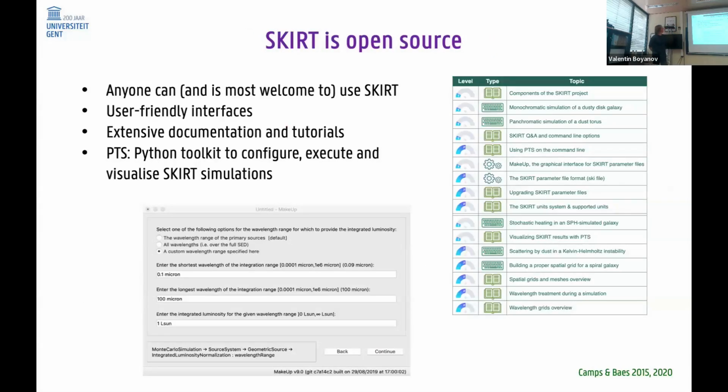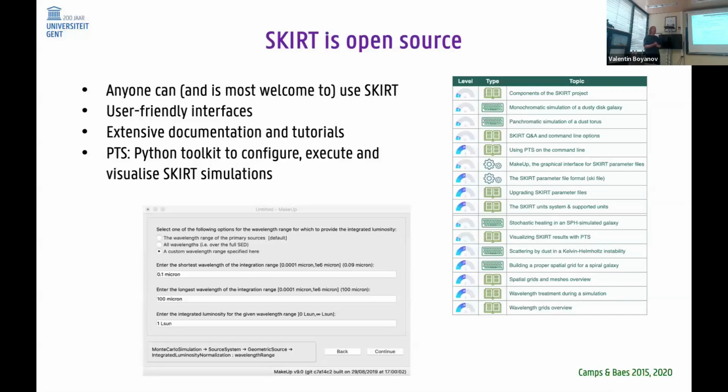The last thing I want to say is SKIRT is open source, so anyone can use it. Anyone is very welcome to use it. I'm very happy that people here actually do use it, so please continue doing that. We hope to have implemented some things to help you with that. We have user-friendly interfaces, documentation, tutorials to get you up to speed, and a toolkit to help you analyze and visualize your results.